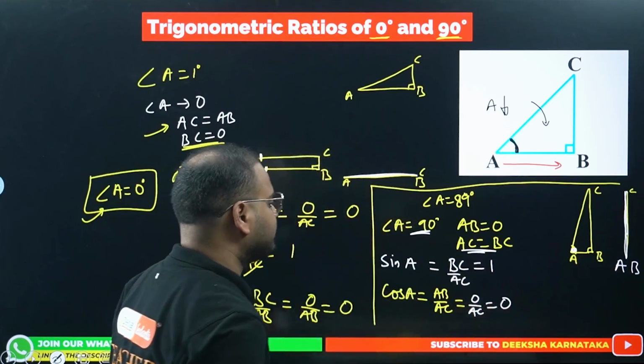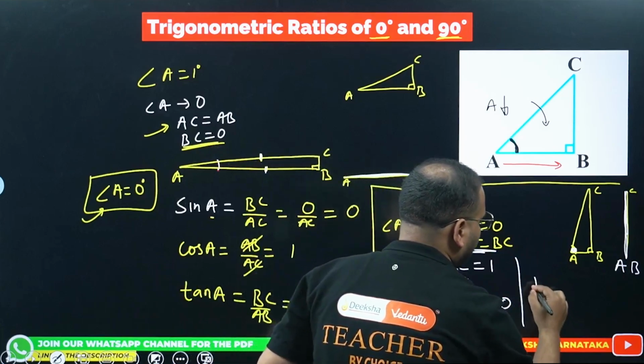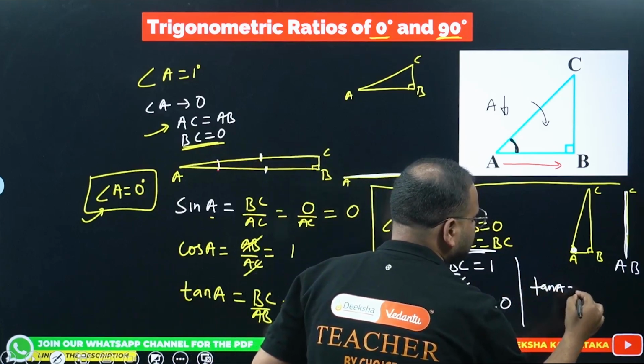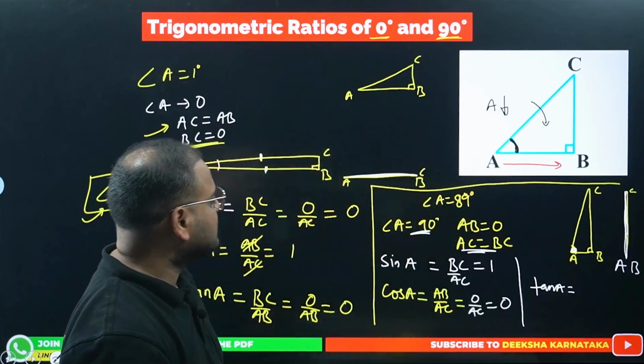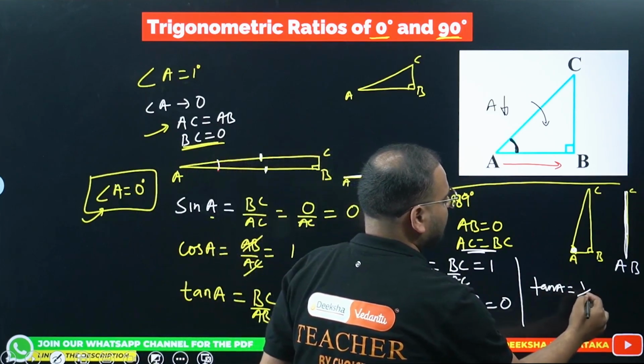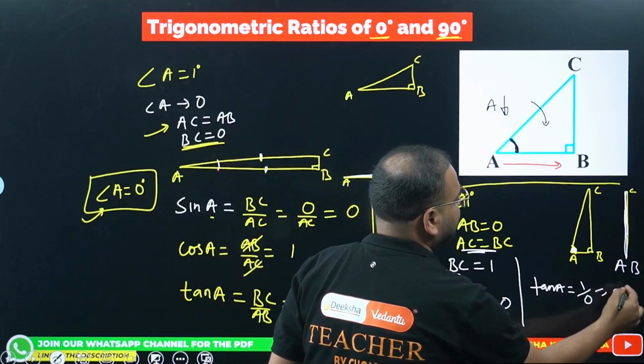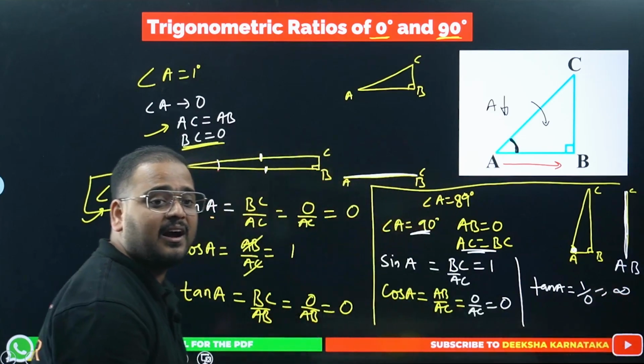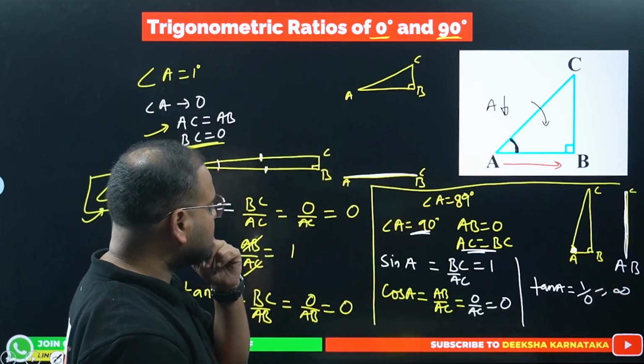Now what about tan A? Tan A is very simple, the ratio of sine and cos. So 1 by 0. What is 1 by 0? Undefined. 1 by 0 is infinity, undefined. So that is my answer for tan.